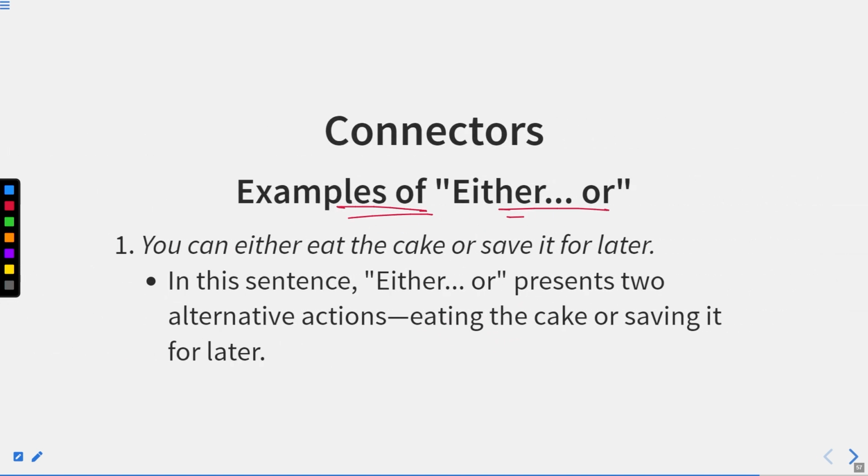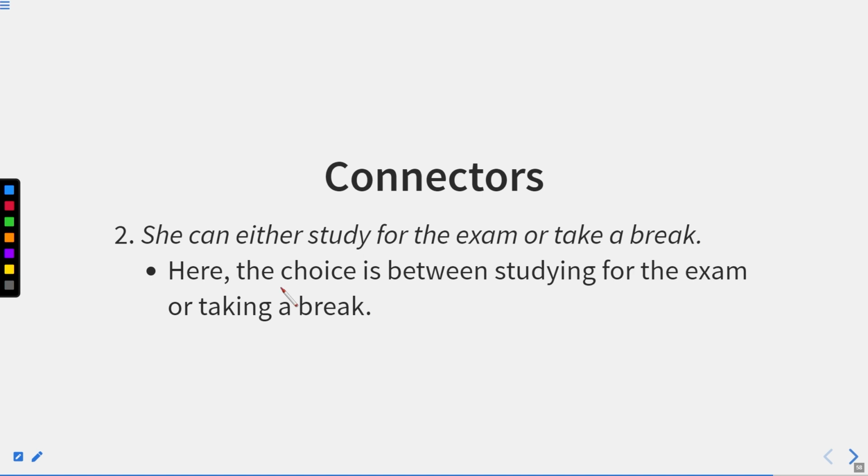Now let us have some examples of either or. You can either eat the cake or save it for later. In this sentence, either or presents two alternative actions: eating the cake or saving it for later. Later means afterwards. Now, she can either study for the exam or take a break. So here the choice is between studying for the exam or taking a break.